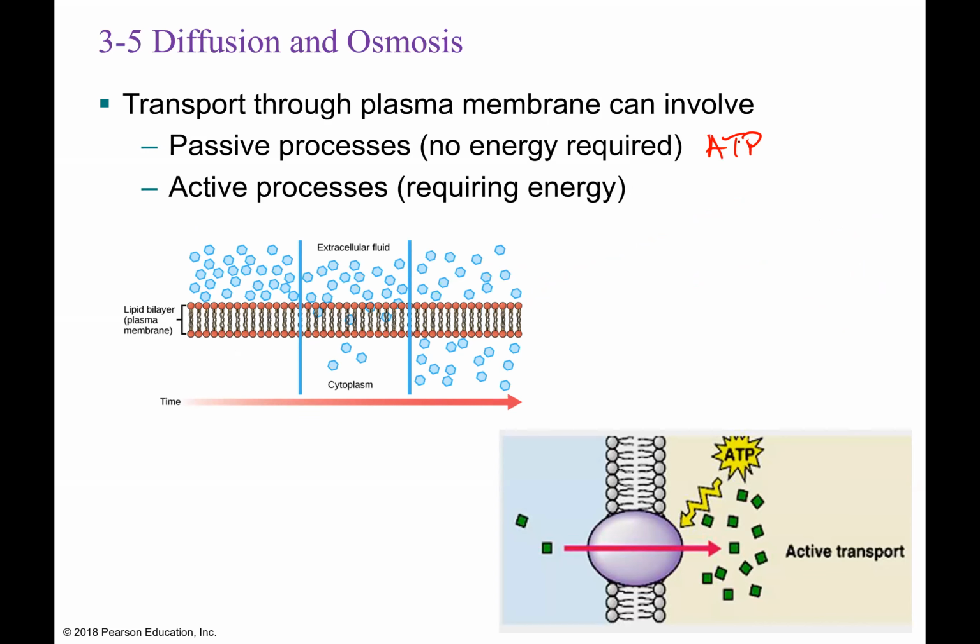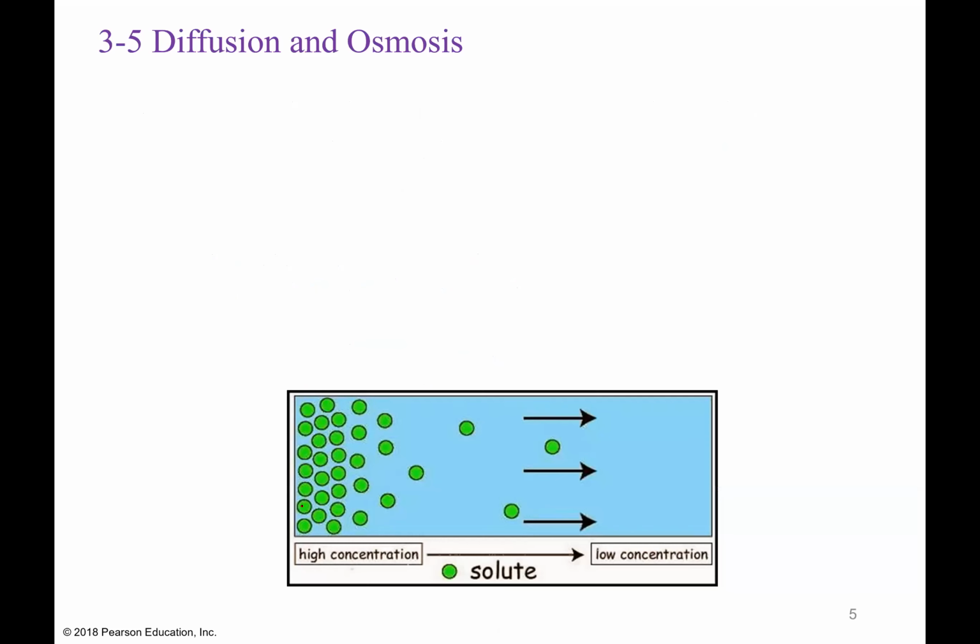So, keeping that in mind, when we talk about diffusion, diffusion is a passive process. Well, there's different types of diffusion, but when we're talking about simple diffusion, that is passive. It does not require any energy. It is a random process that we'll talk about more how that happens in just a moment. Okay, so simple diffusion.